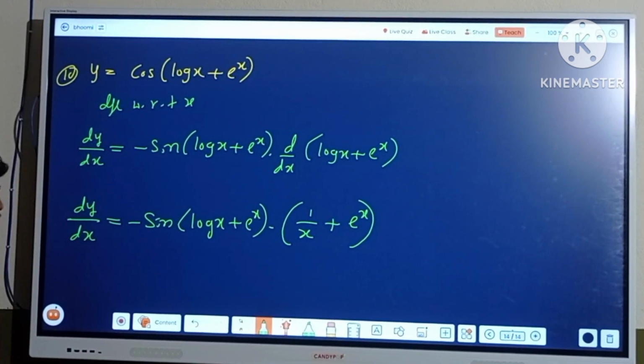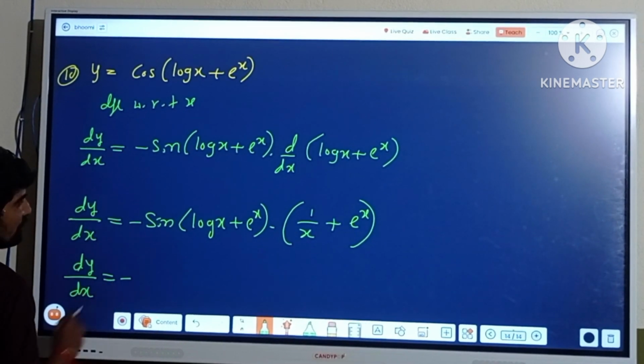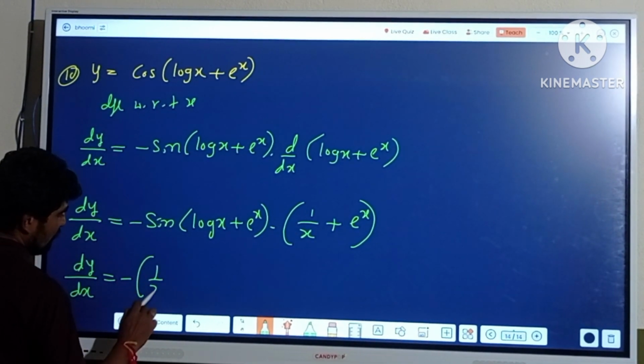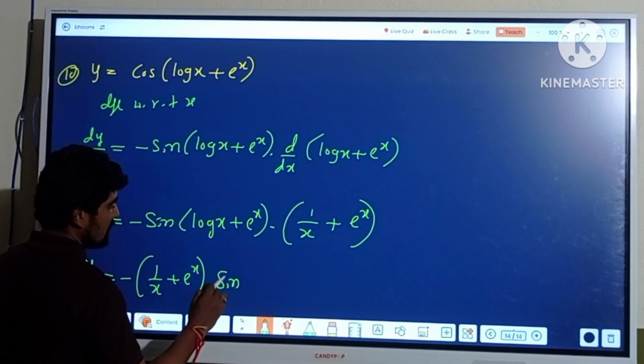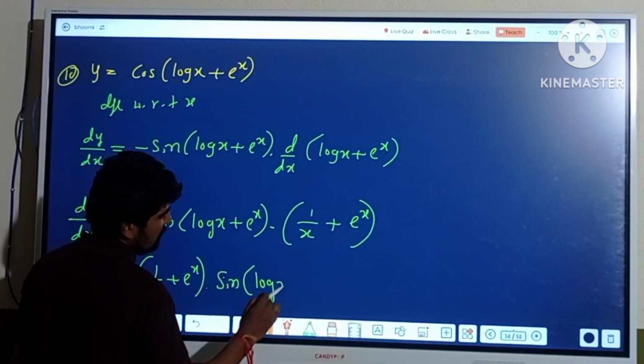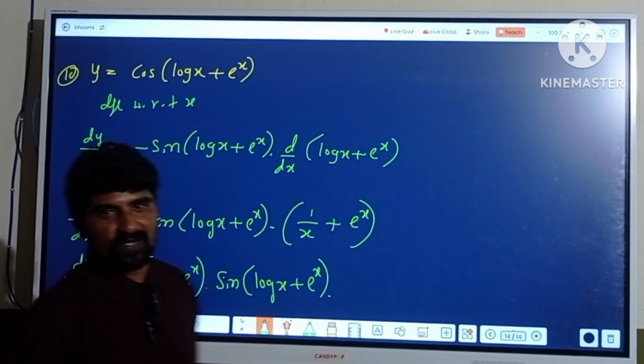So, therefore, the required dy by dx is equal to minus of 1 by x plus e power x into sine of log x plus e power x. I hope all of you understood.